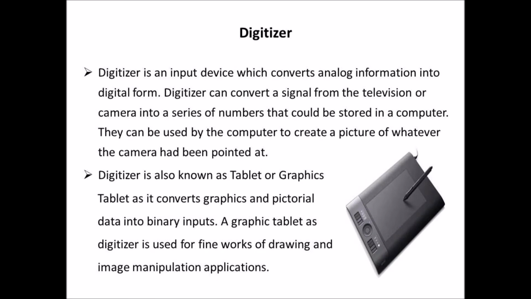Digitizer. Digitizer is an input device which converts analog information into digital form. Digitizer can convert a signal from the television or camera into a series of numbers that could be stored in a computer. They can be used by the computer to create a picture of whatever the camera had been pointed at.